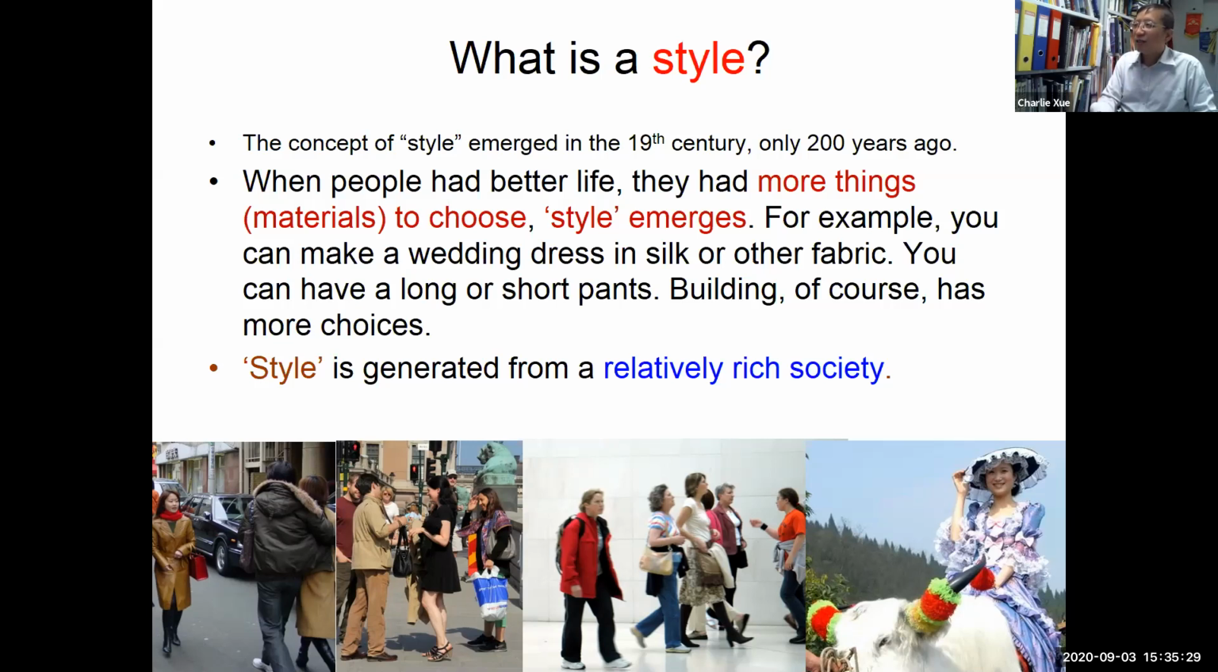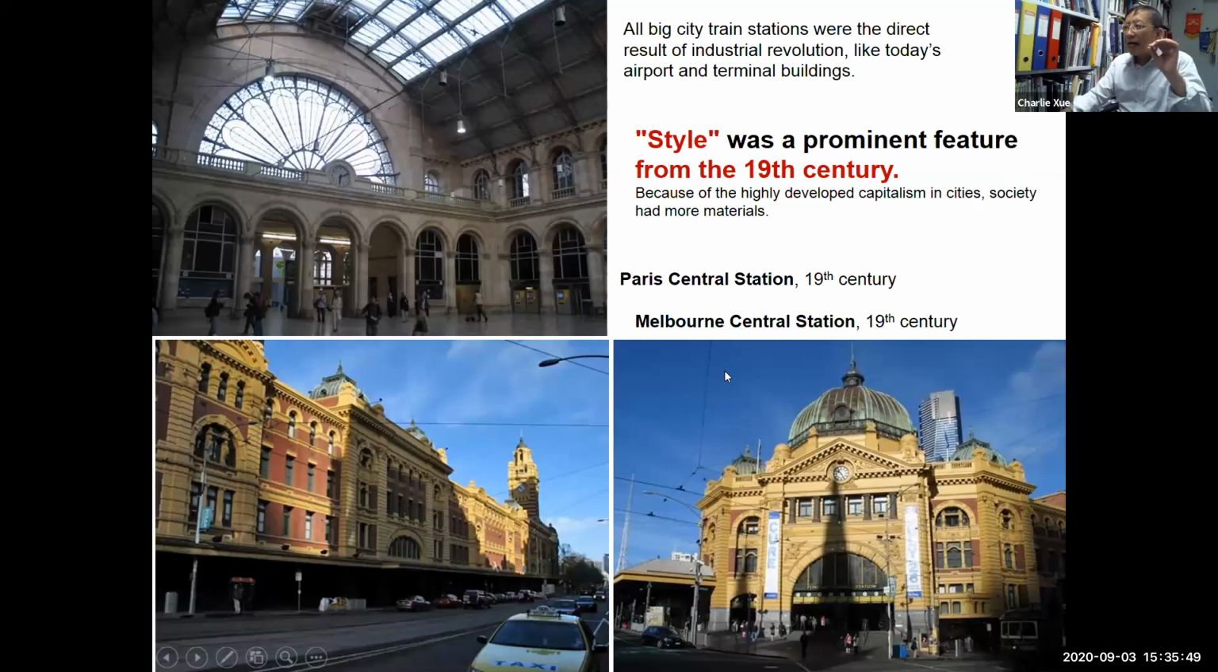Today people have choice. Today you can wear this, you can wear that, up to you. And if you feel very happy, you can dress very beautifully. And if you feel very depressed, okay, I don't want to dress myself, that is up to you. So style appeared in the 19th century, because especially for architectural style, this term appeared in the 19th century.